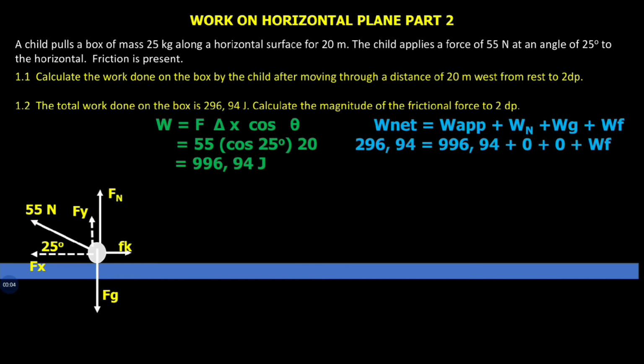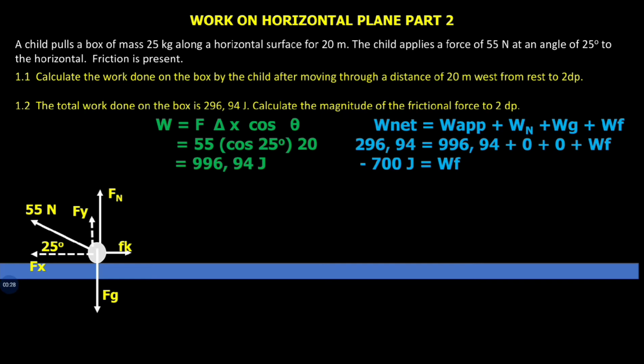296.94 is the total work that is done. It's now equal to 996.94 plus 0 work from the normal, 0 work from the gravitational force, plus the frictional force. So we can work out the work done by friction. We get the work done by friction is negative 700 joules of energy.